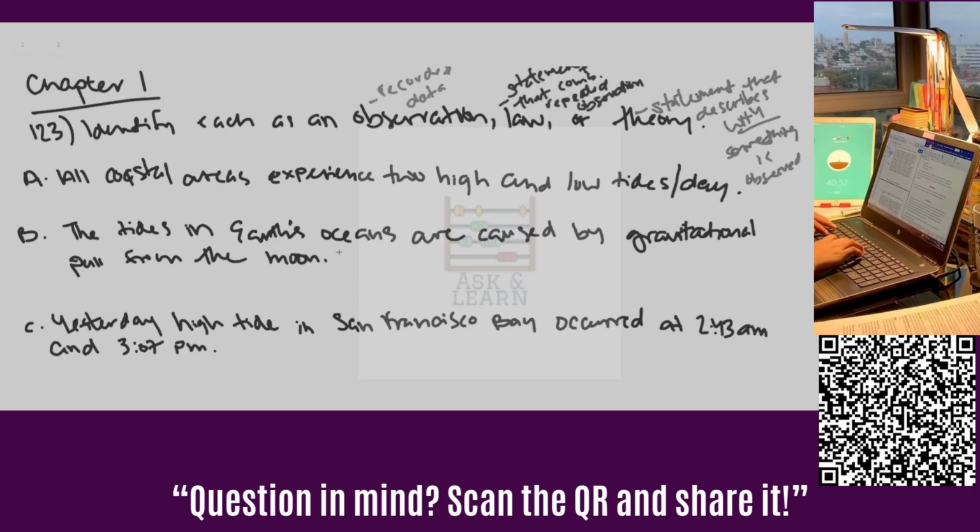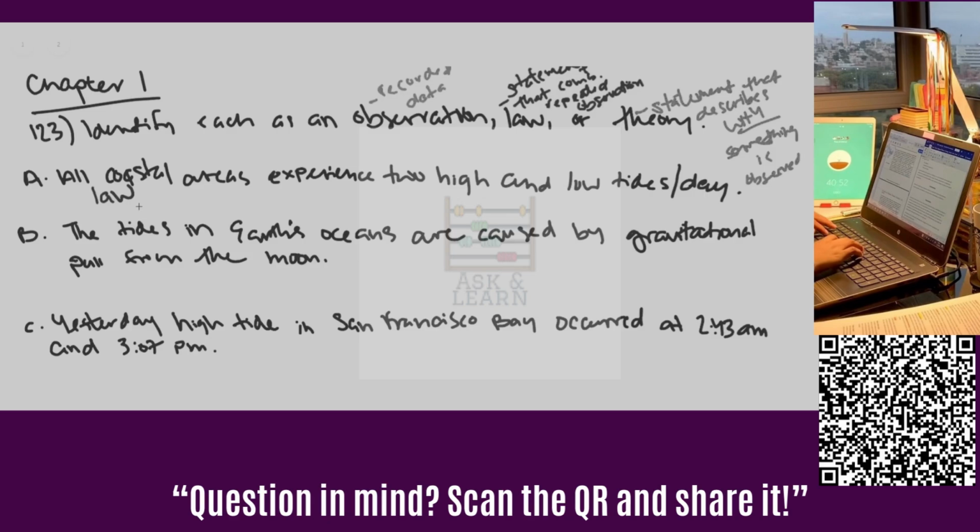So A says that all coastal areas experience 2 high tides and 2 low tides per day. So if you were to see just one high tide and record that, that would be an observation. But in general, this statement sort of combines many, many repeated observations into a statement that allows you to expect 2 high tides and 2 low tides per day. So this statement is a law.